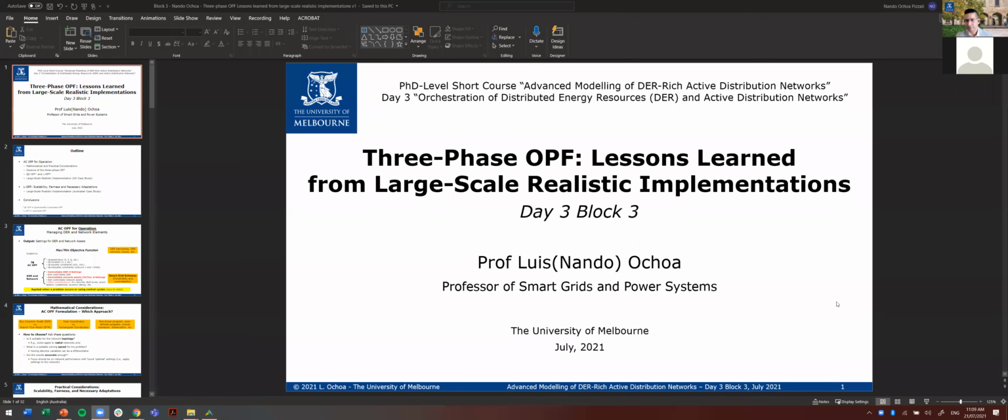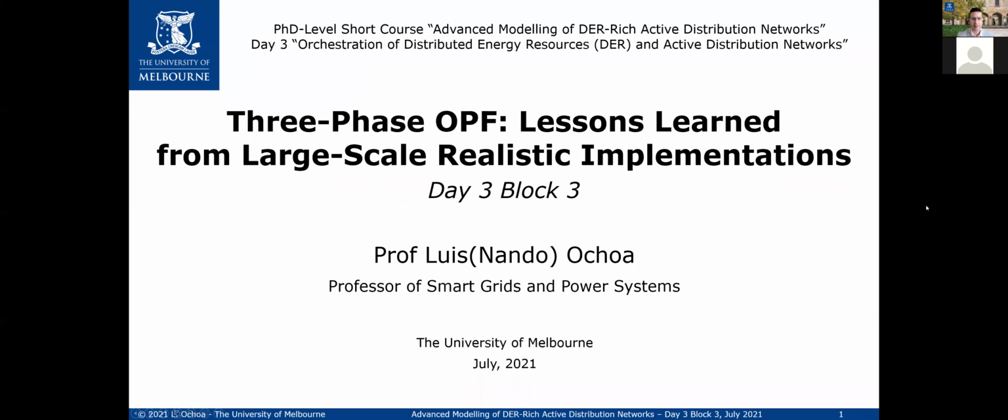There you go. So we are starting block number 3. And well, the idea here is to discuss three-phase OPF. So you already went through this to some extent with Steven, so I'm not going to go into the super details. I want, again, to focus more on the lessons that we have learned within my research team, the researchers that have worked on this, when we actually apply this to large-scale realistic implementations, all right?